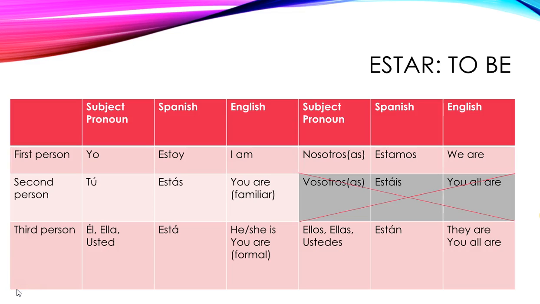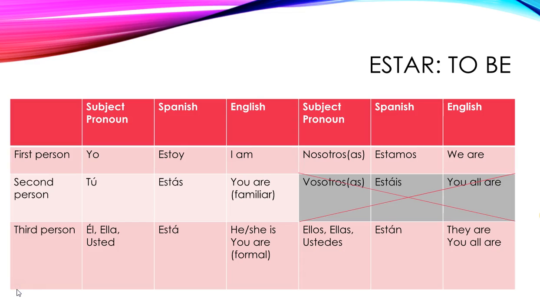Now let's review the verb estar and its conjugations. The yo form of estar is estoy. The tú form of estar is estás. The él, ella, usted form of estar is está. You can also use está when the subject is one person's name or one object.